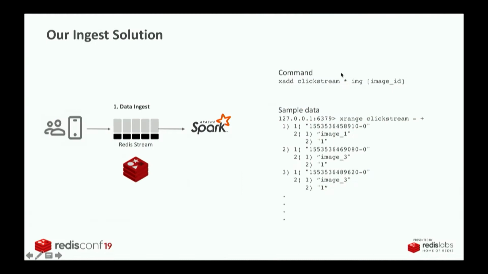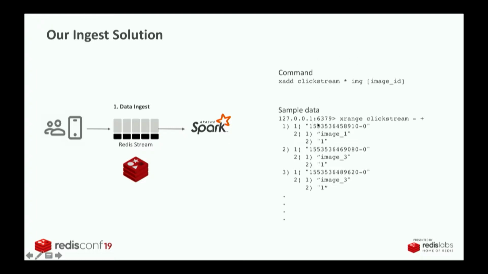And what I'm doing here, going back to my example, whenever we click on the image, I'm just running one command called xadd clickstream. Clickstream is the name of the stream, the key name. And I'm using a star because I don't want to put a timestamp or give an ID myself. I'm letting Redis do that. And I'm having some key value pairs. In this case, img is the key, and I have three values, image 1, image 2, and image 3. So I'm dumping that to clickstream.